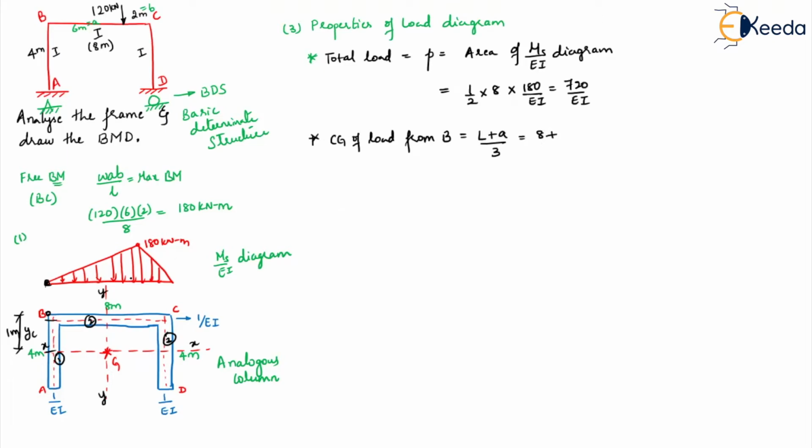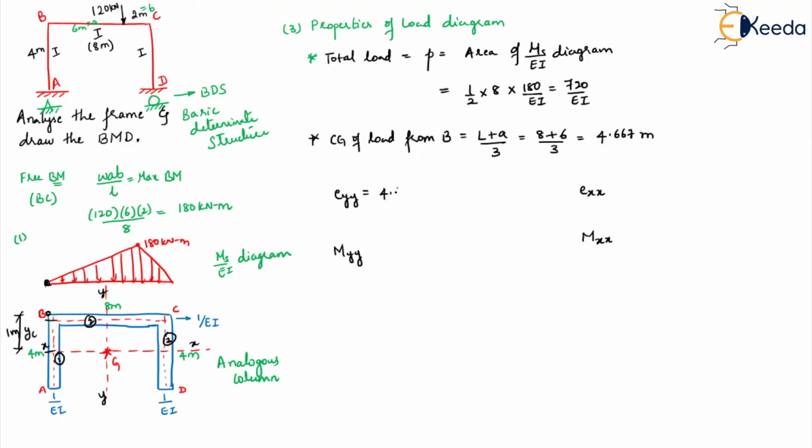8 plus A is how much? 6 meters by 3. That's nothing but your 4.667 meters. Right, now once this is done, we have to find EYY, MYY, EXX and MXX. So eccentricity in YY direction and eccentricity in XX direction.